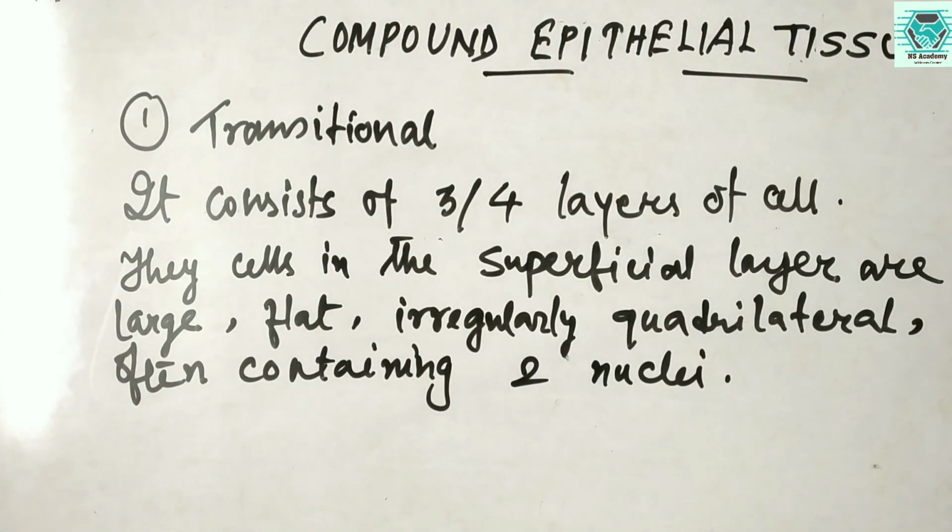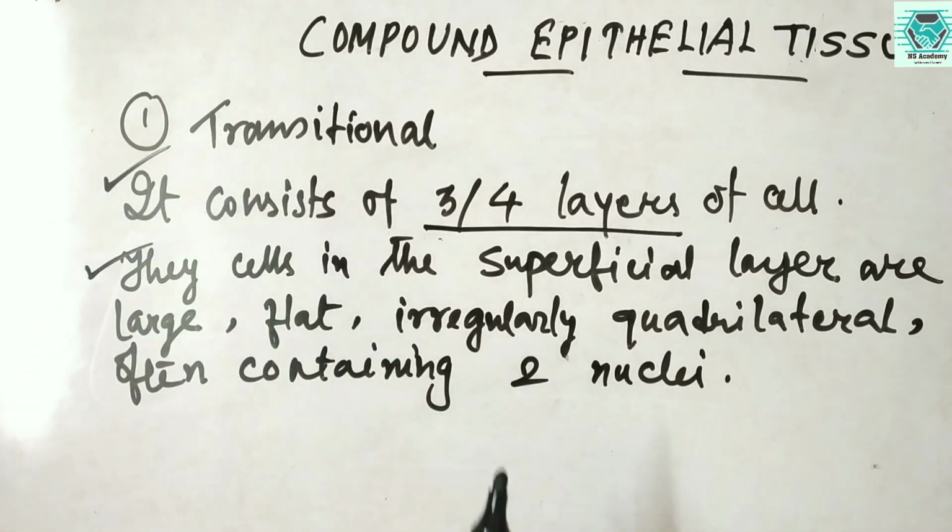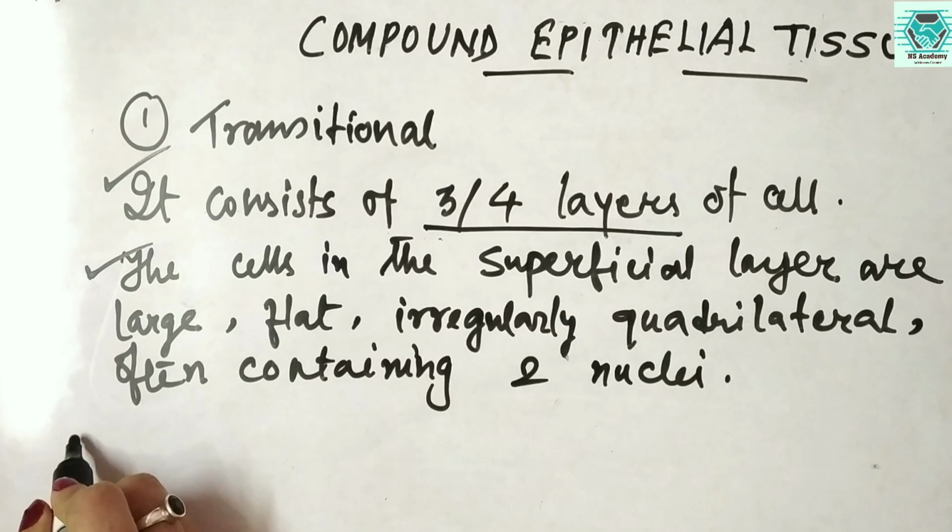In the characteristic features of transitional epithelial tissue, we find 3 to 4 layers of cells, and the cell layers are of different types. So this is number 1. The cells in the superficial layer are large, flat, irregularly quadrilateral, and often containing 2 nuclei. When we go through the diagram, we can easily understand what type of cells are present in these 3 to 4 layers.